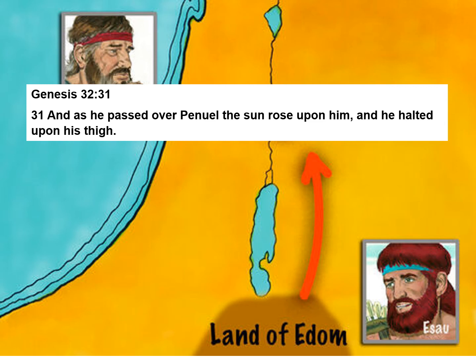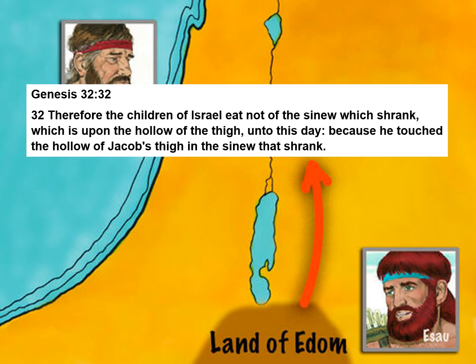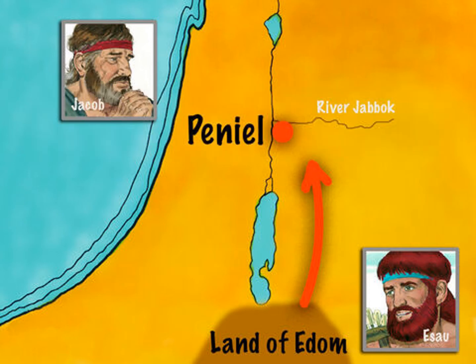And as he passed over Penuel, the sun rose upon him, and he halted upon his thigh. Genesis 32:32. Therefore, the children of Israel eat not the sinew which shrank, which is upon the hollow of the thigh, unto this day, because he touched the hollow of Jacob's thigh and the sinew that shrank. This verse is simply an afterthought that indicates how Jacob's injury at the hands of the Lord is commemorated in Jewish dietary tradition. When the Jews eat an animal, they do not eat the sinew on the inside of an animal's hip, because that was the one that God touched when he wrestled with Jacob.